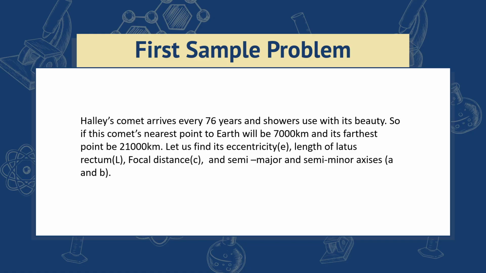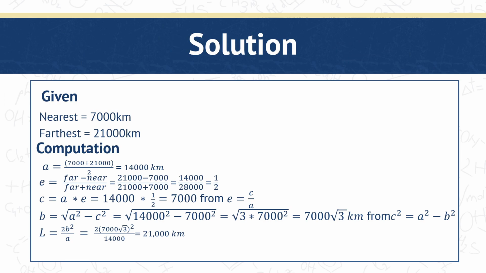So, if this comet's nearest point to Earth is 7,000 kilometers and its farthest point is 21,000 kilometers, let us find its eccentricity, length of latus rectum, its focal distance, and semi-major and semi-minor axes, which are A and B respectively. So, let's tackle the solution. We're given from a point the nearest and farthest one. So what does this tell us?